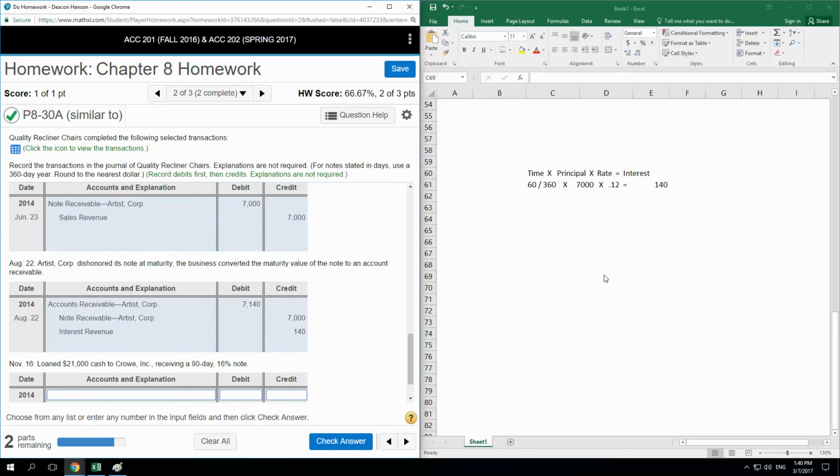Questions on that one? So if you look at it, initially we had a note receivable. They dishonored it. They're saying, well, we can't pay on the date that it's due. So we get rid of that. We're going to work with them to try to get payment. We're going to take away that note receivable and make it an accounts receivable. But that accounts receivable is going to be for both the principal amount and any interest that we had earned through that date. So that's why it's $7,140.